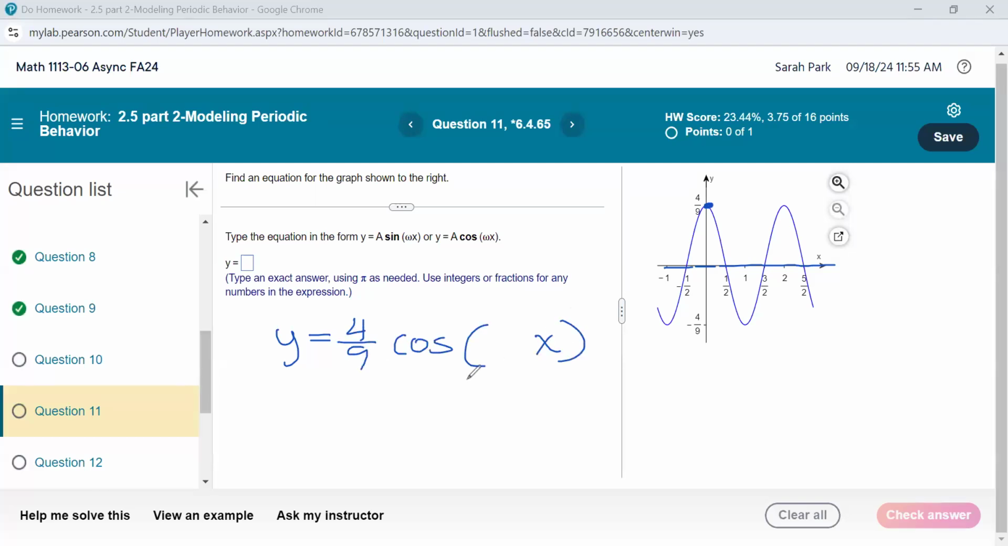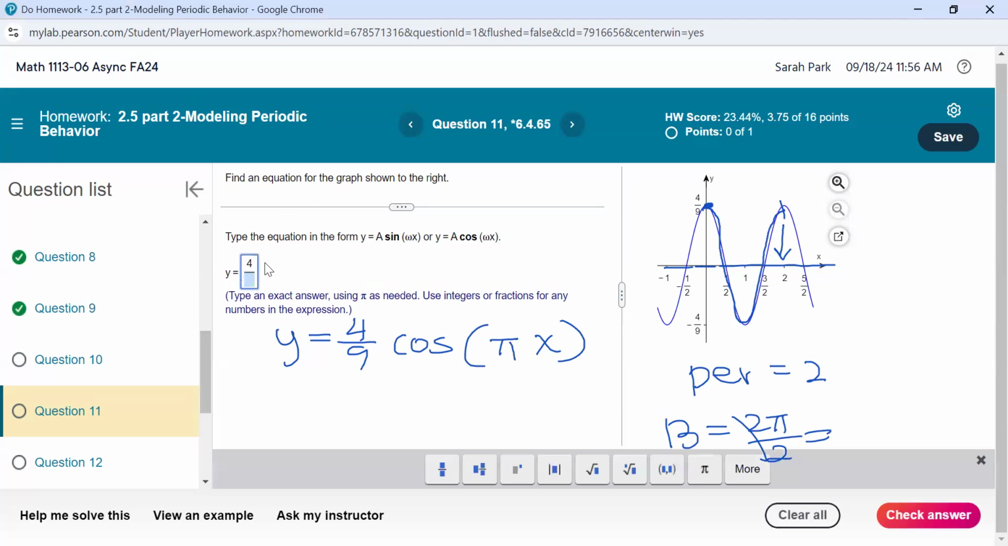Let's figure out what b is. So the period, this is 1 period. Oh, this is actually not too bad. 2. So the period is 2. So b is 2 pi over the period. So it's pi. So this is 4/9 cosine of pi x.